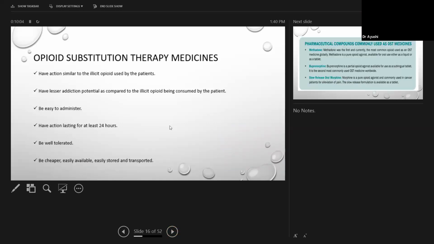Then the medicines which we use for opioid substitution therapy have an action similar to the illicit opioid that is used by the patients. They have lesser addiction potential as compared to the illicit opioid being consumed by the patient. They are easy to administer, have long-lasting action of at least 24 hours, and are tolerated well. They are cheaper, easily available, and easily stored and transported.